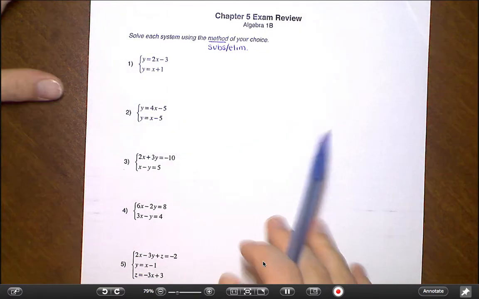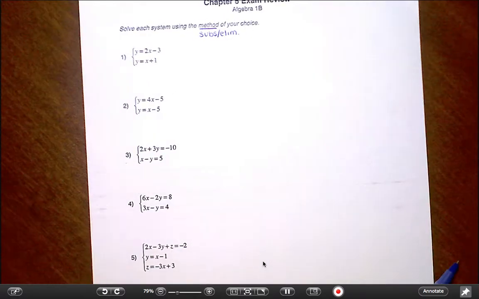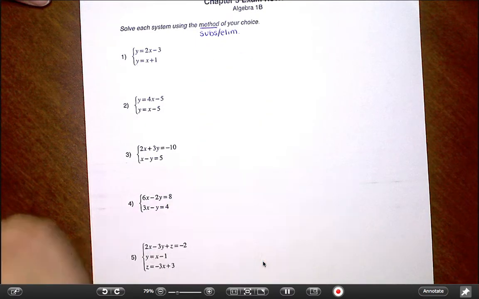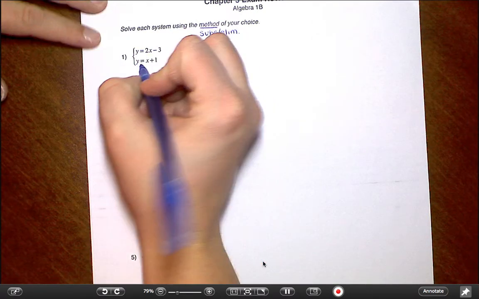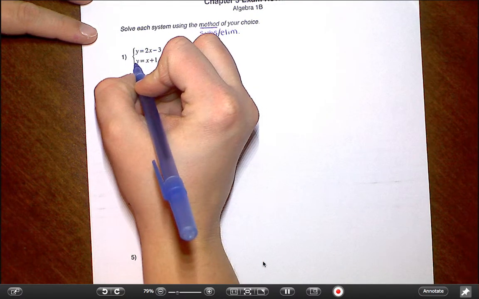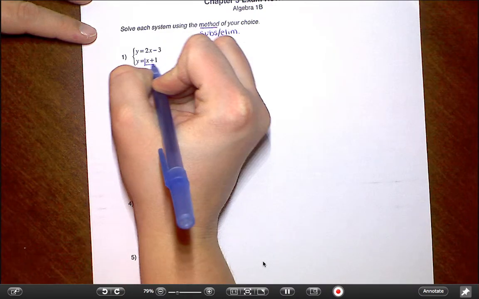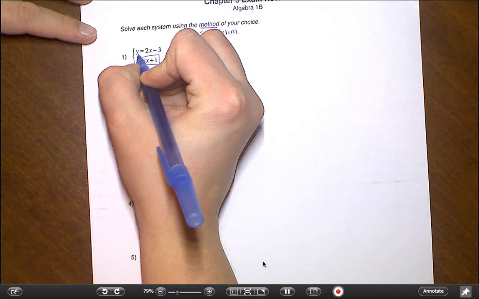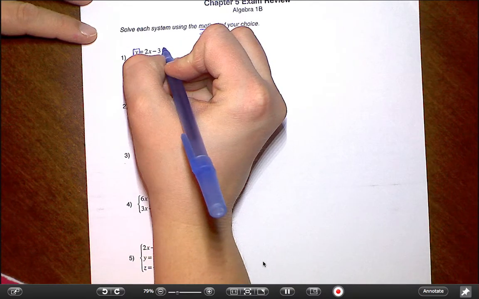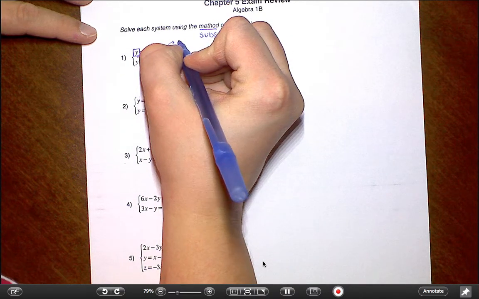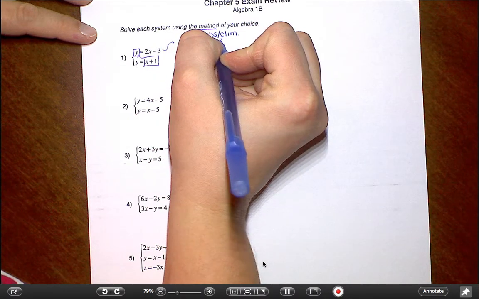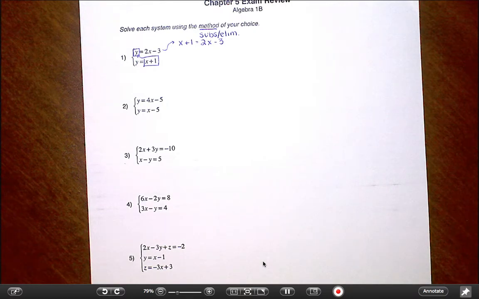So for example, in this first one, I see that both equations have y by themselves. Anytime you have a variable by itself, substitution is probably going to be your easier way to go. Because I have y by itself in both equations, I can start with either one. But I want to take what y is equal to here and plug it in place of the y variable in the other equation. So I rewrite it and end up with x plus 1 equals 2x minus 3. And now I'm going to solve that just like any other equation.